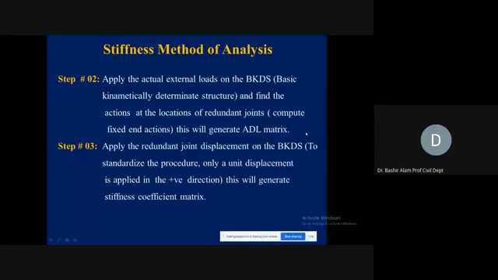Step number 3, apply the redundant joint displacements. Now we are coming after the generation of the stiffness matrix. In the flexibility method, what did we do? There we applied a unit action corresponding to the redundant action. Here, we will apply a unit displacement corresponding to the displaceable joint. So, apply the redundant joint displacement on the basic kinematic determinate structure. To standardize the procedure, only a unit displacement is applied in the positive direction. This will generate the stiffness coefficient matrix.